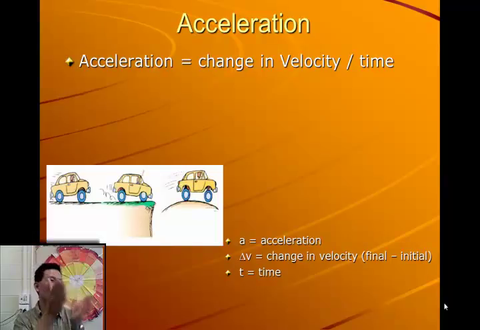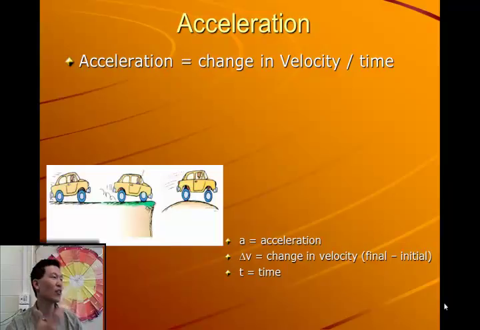Acceleration is the third way to define motion. Okay, first we have position, where something is. Then we have change in position with respect to time. That's velocity. Oh, I skipped speed. Speed is important. Speed is just distance over time. Acceleration is how fast you change how fast you're going.